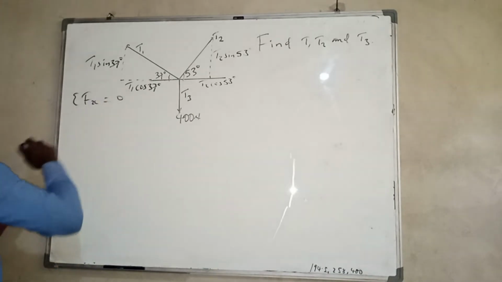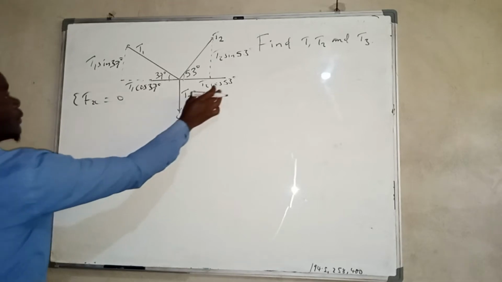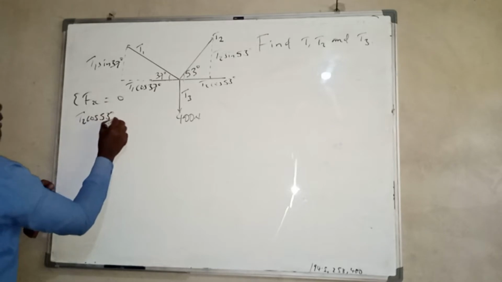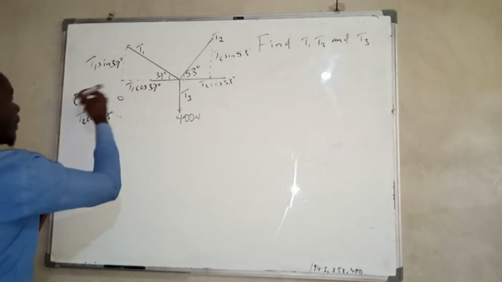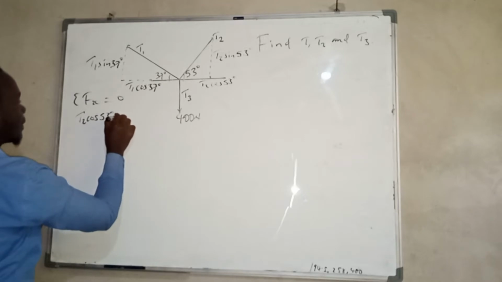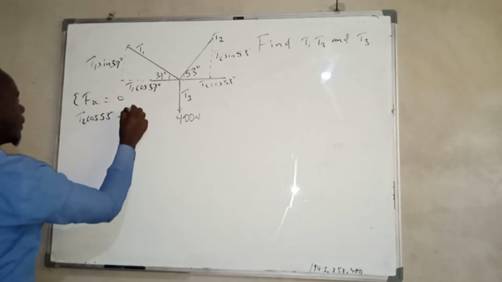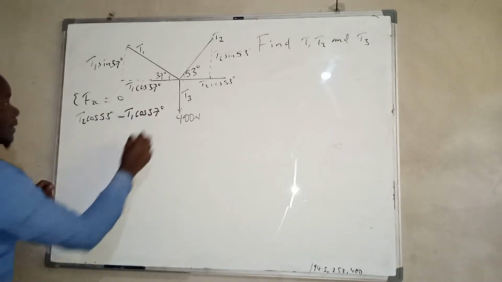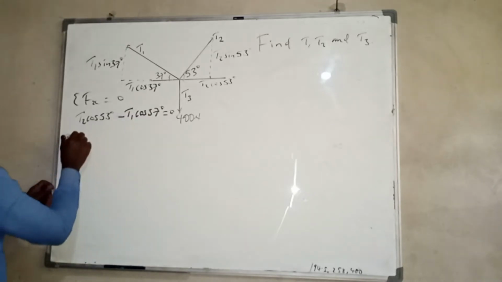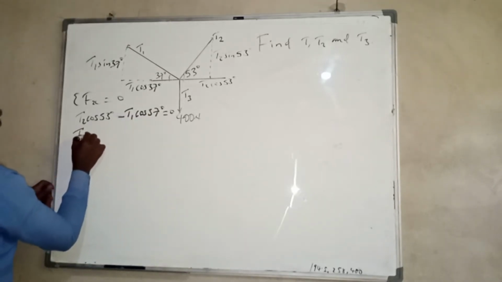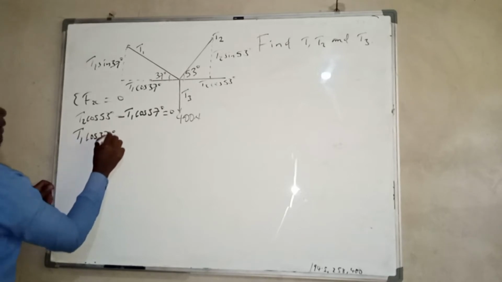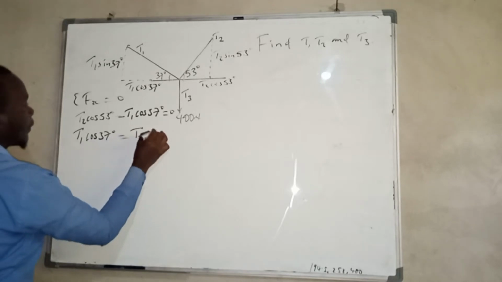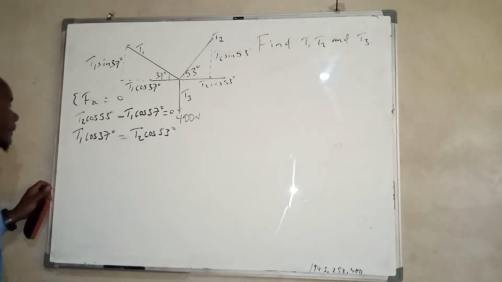So the summation of forces must be equal to 0. We have T2 cos 53 degrees minus, since this one is in the negative direction, T1 cos 37 degrees. This must be equal to 0. So T1 cos 37 degrees must be equal to T2 cos 53 degrees.